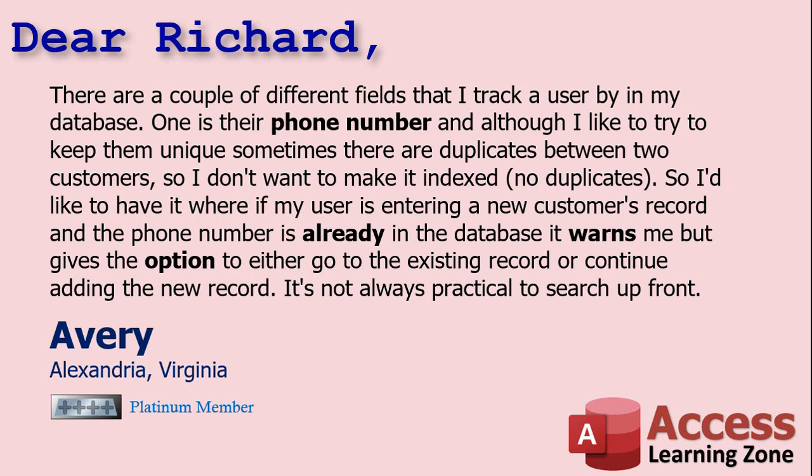So basically what Avery, what you're saying is your user is going to be entering a new customer record. If they type in the phone number and it's already in the database, you want it to say, hey, wait a minute, this person's already in the database. Do you want to continue adding them or do you want to cancel this and go to that record? So that's what we're going to do in today's video.